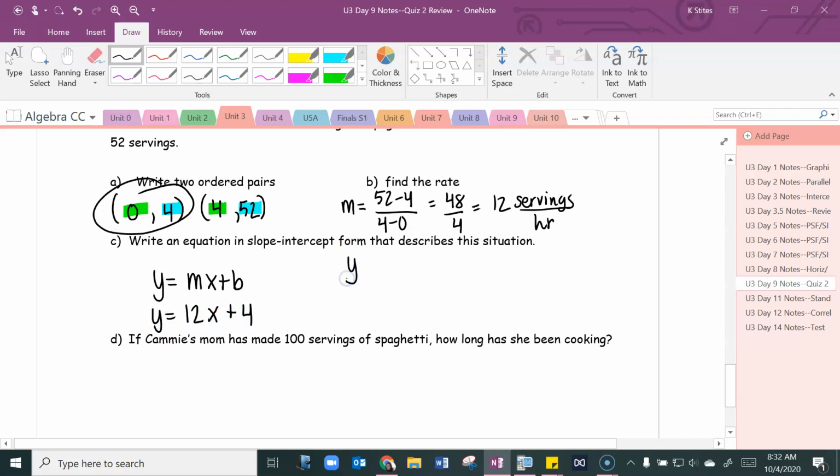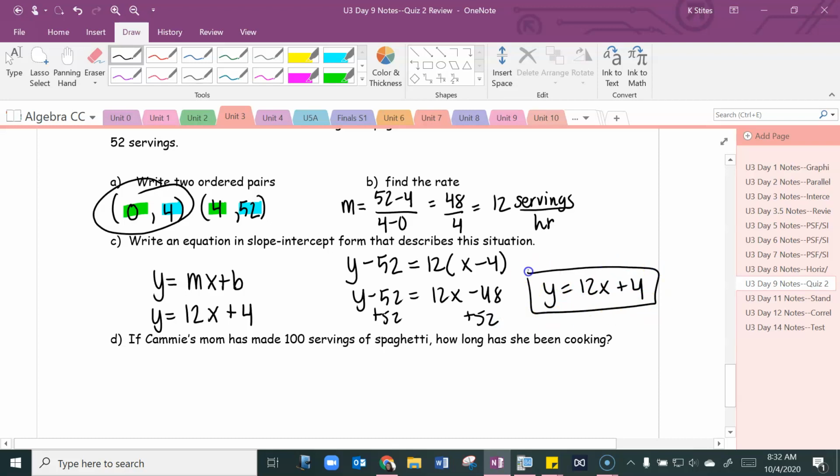However, if you would prefer to do point slope form, y minus 52 equals my slope, times x minus 4. If we distribute this, we get a minus 48 and add our 52 over, you do get the exact same thing. So it is personal preference. Certainly using slope-intercept form first will be faster.